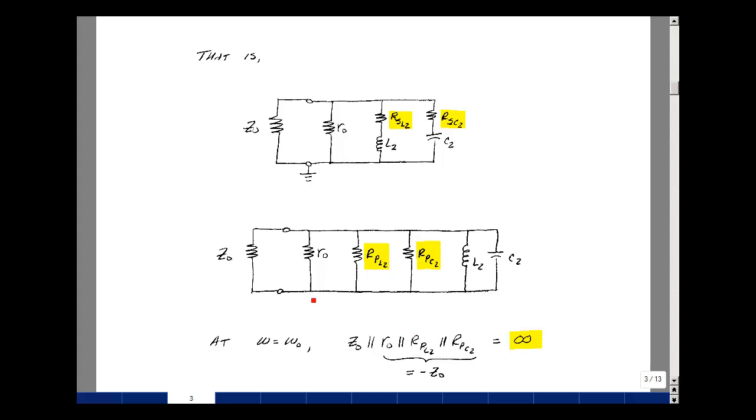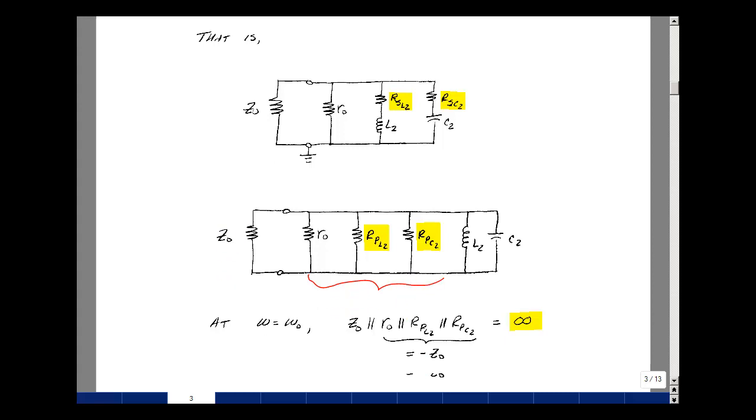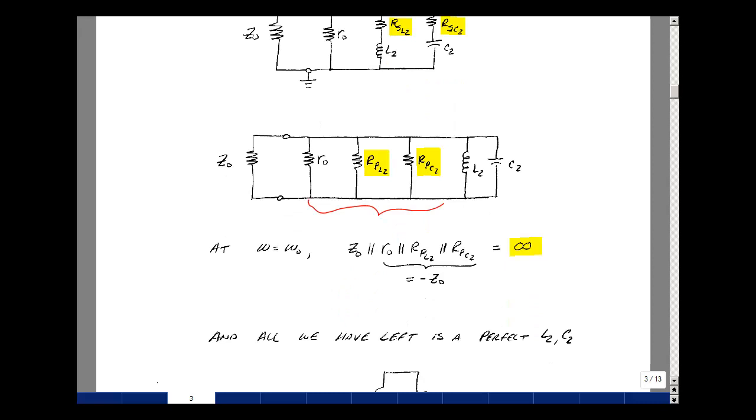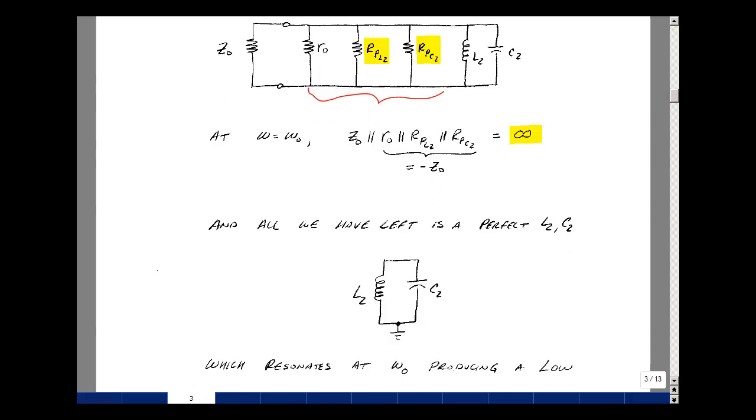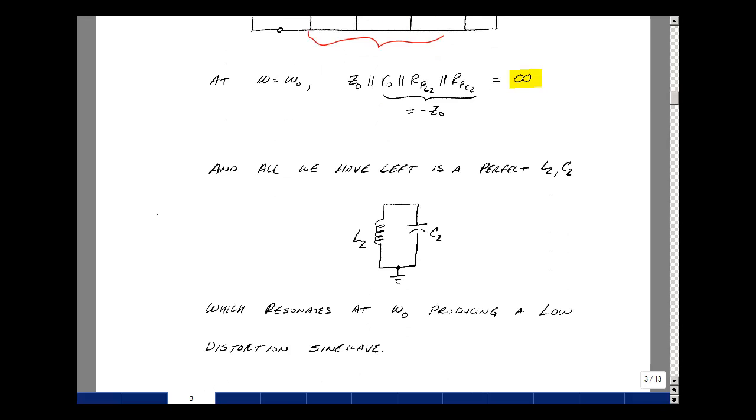What I really have here is 3 resistors in parallel, and if I pick the value of Z0 to equal this, then the parallel combination can be the product over the sum, but because Z0 is a negative number, the sum would be equal to 0. So that would be approaching infinity. All this disappears at a single frequency, and all you're left with is an L and a C in parallel. That's going to resonate at a single frequency, and that'll produce a low distortion sine wave.